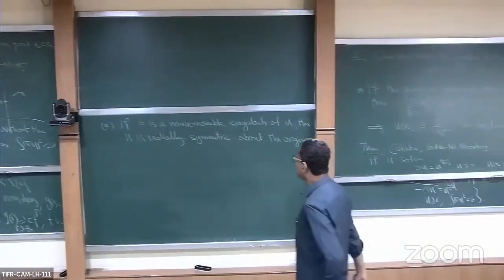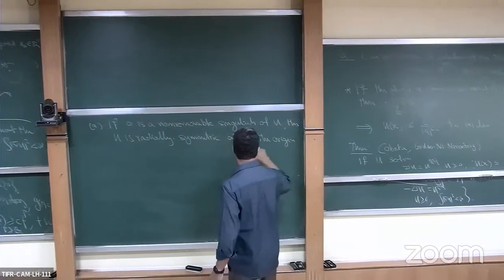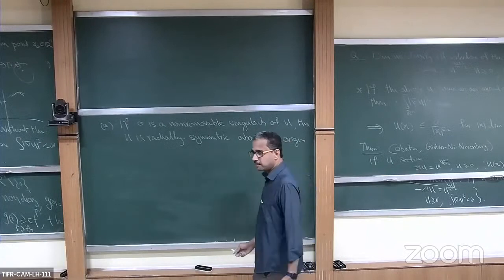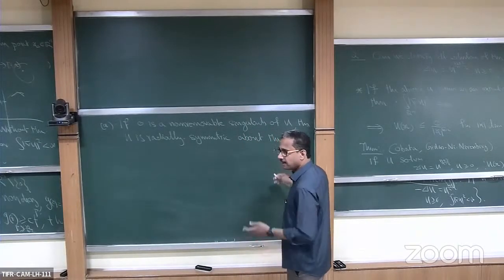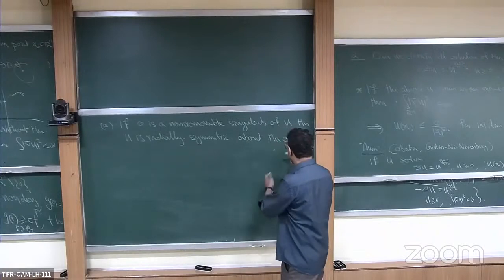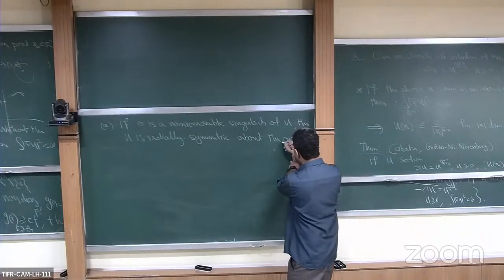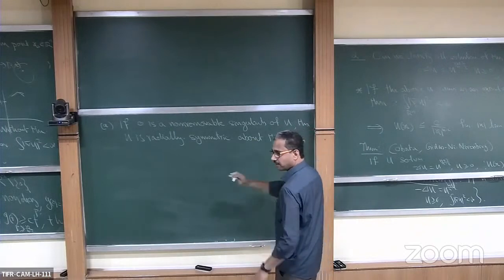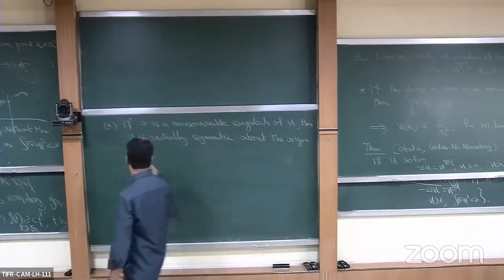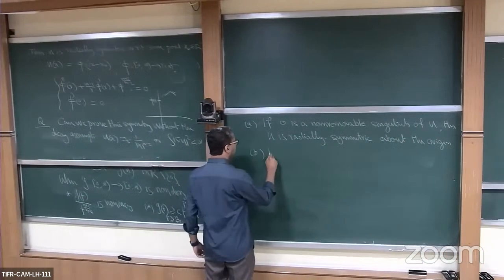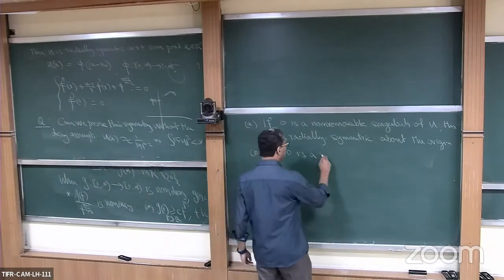If 0 is a non-removable singularity of u, then u is going to be radially symmetric about the origin. That is expected, right? For example, suppose u is blowing up at the origin. Then it cannot be radial with respect to another point, right? Then it has to be infinity everywhere. So you can expect it. And the second part is that if 0 is a removable singularity.